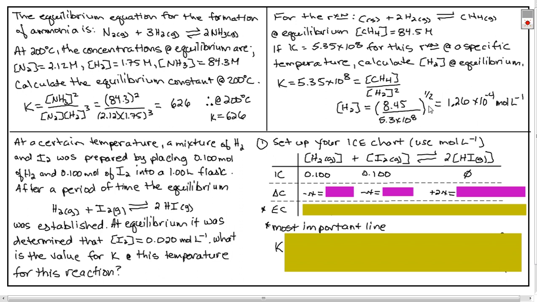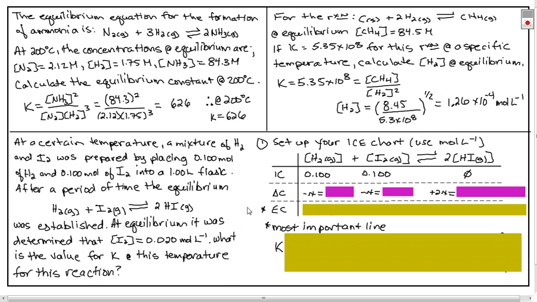So again, remember, the one glitch that people might have is when you cross multiply, do not forget about your exponents. You do have to get rid of those in order to solve for this answer properly.